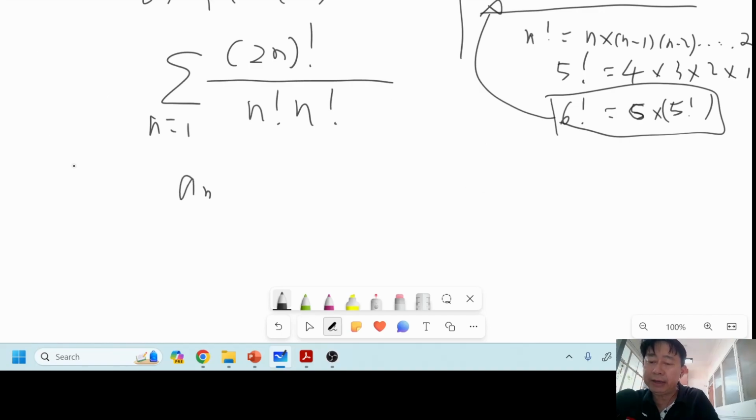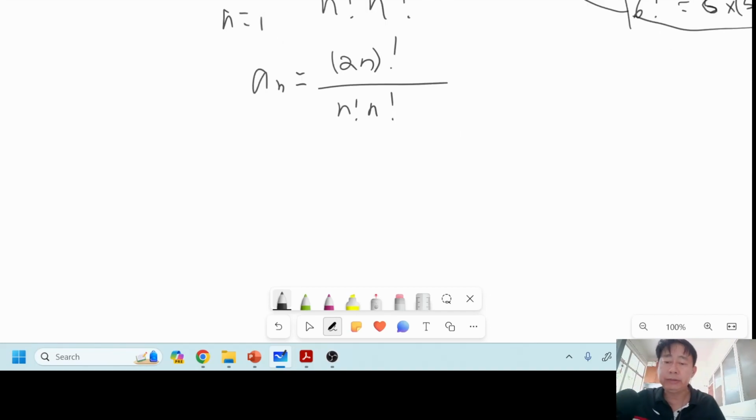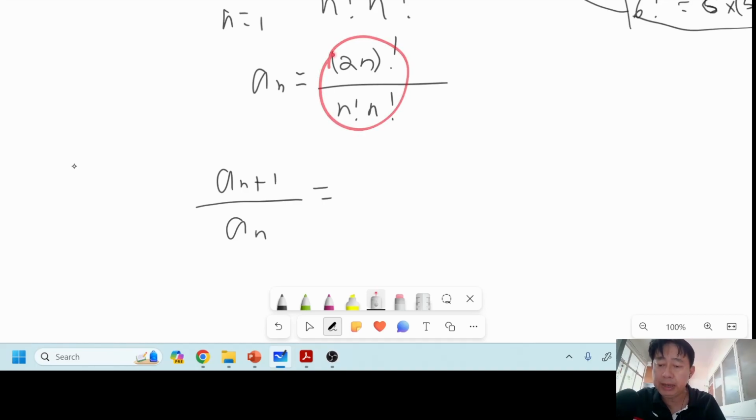Here, I will identify the terms in the infinite series to be just 2n factorial over n factorial n factorial. To apply the ratio test, I have to form the ratio of a at n plus 1 over a at n. This question is a little bit tricky because you may get confused when you try to deal with the factorial terms. So first of all, let us write down the a at n plus 1 term based on the expression of a at n. That is, I'll replace all the n by n plus 1.